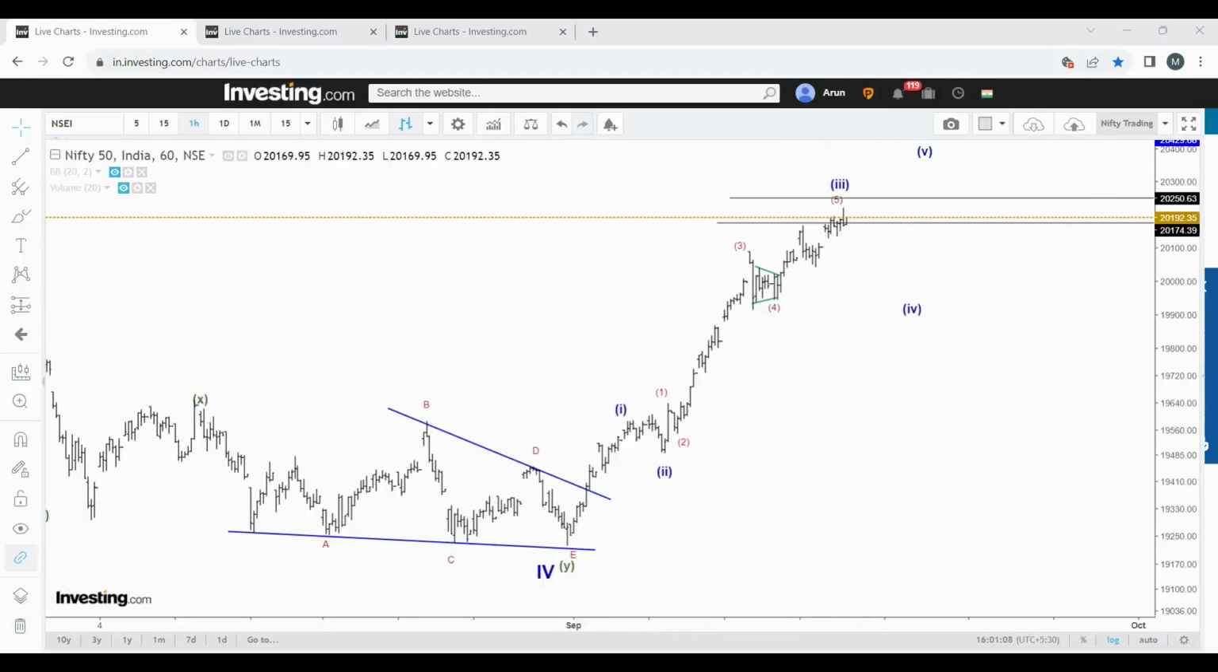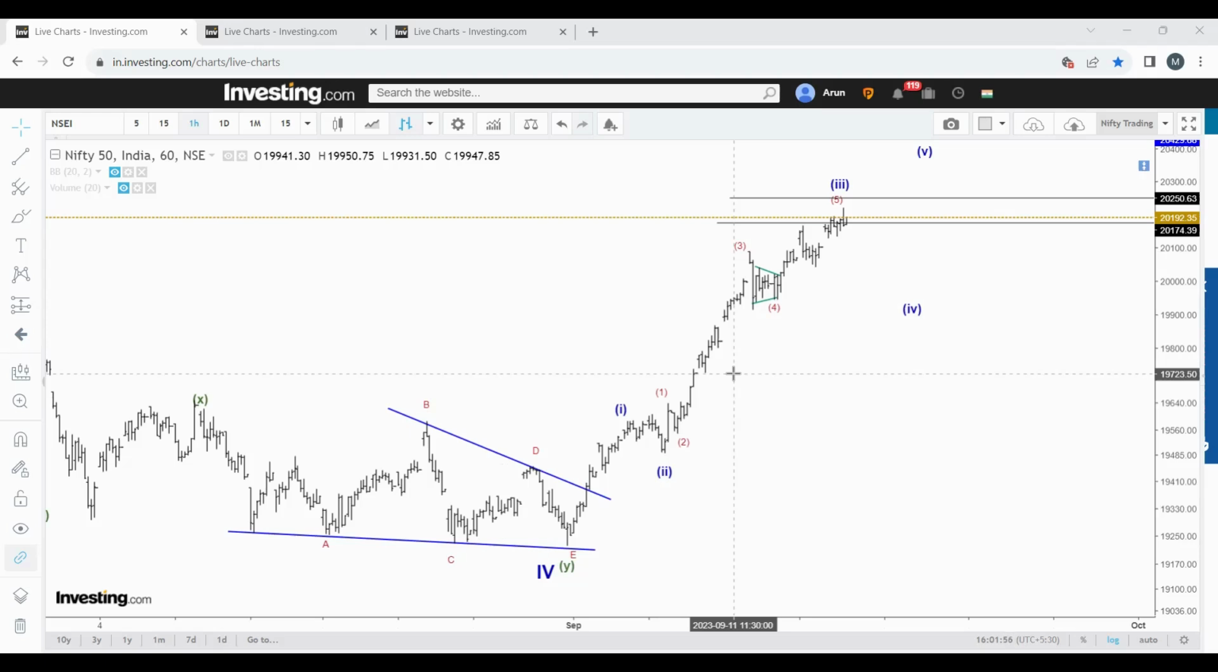Today, 15th September, Nifty closed around 20,192. In today's video, we are going to analyze both Nifty and Bank Nifty for the upcoming weeks, and many friends have requested a wave count for Nifty long term. So in today's video, we are going to see both Nifty and Bank Nifty analysis and also the long-term wave count for Nifty. Kindly watch the video fully for more learnings and understanding.